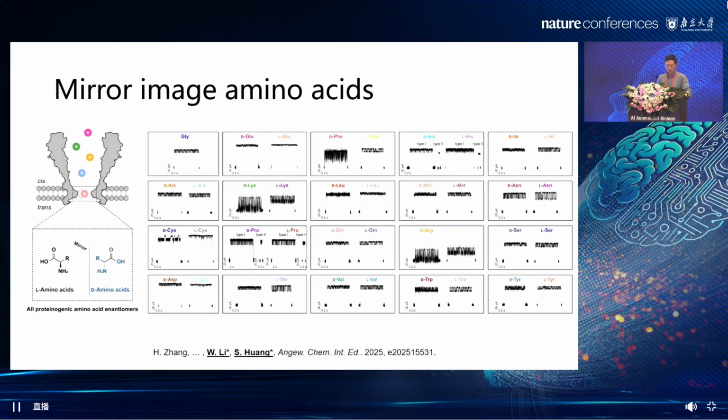And also, yesterday, we got a paper published by Angavani. So we have further expanded this technique. All the mirror image amino acids now can be sensed by this assay without a problem. And again, AI is helping by summarizing all these parameters together, and it's now very automatic.